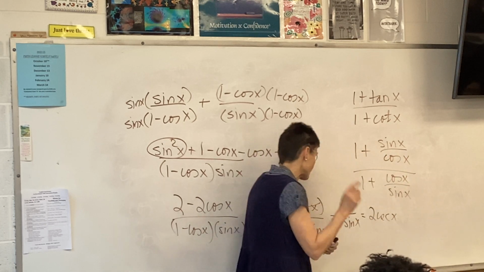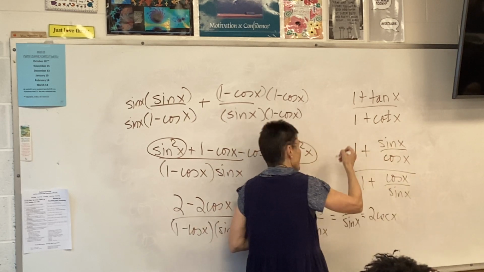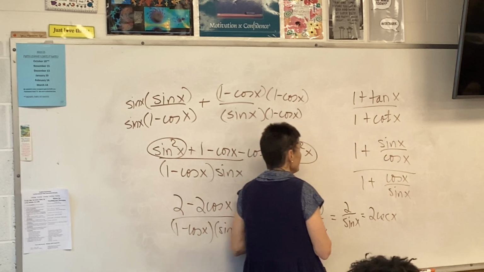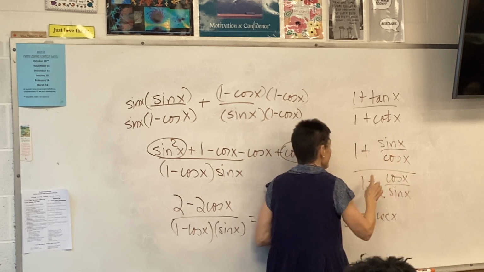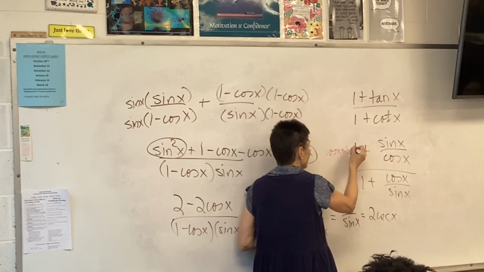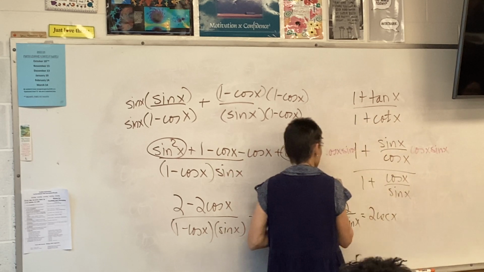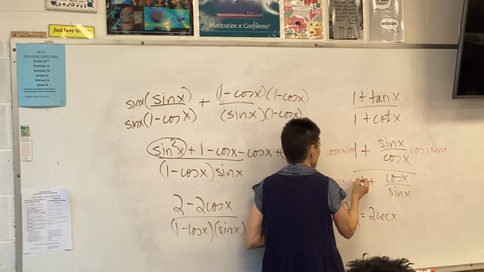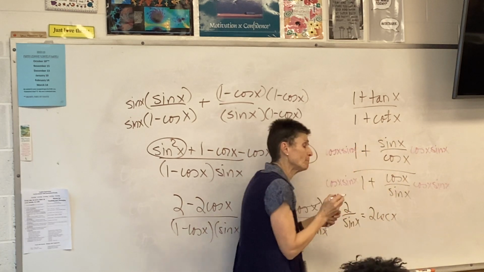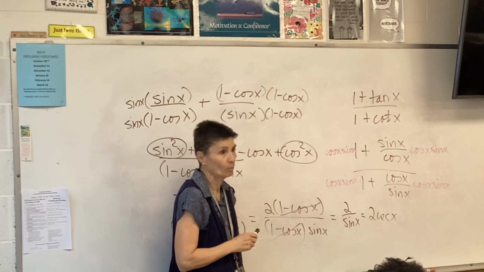I don't do that though, because it's too much writing. I'm a little too lazy to do that. I'm going to look at the whole thing, the whole shebang. The common denominator of all 4 pieces is cosine times sine. So I am going to multiply all 4 pieces by cosine times sine. Even if you choose not to do the problem this way, please pay attention to this strategy, because it will make your life easier at some point.